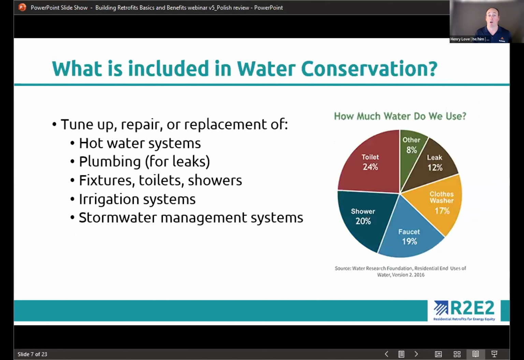What is included in water conservation is the tune-up, repair, or replacement of hot water systems and plumbing, if you have leaks, to ensure you're not losing water and pressure. Fixtures, toilets, showers, irrigation systems, and stormwater management systems. To the right, you'll also see a breakout of the common distribution of where people spend their money on water. Fun fact, high efficiency toilets pay themselves back in under a year. Keep that in mind.